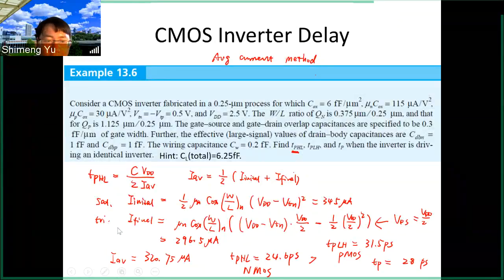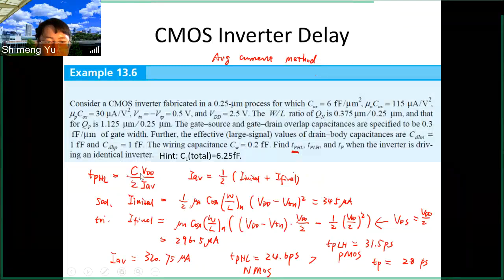And the final current is the triode current. The triode equation is mu n CoX W over Ln, times VDD minus VTN, and then VDS. For the final point, the output voltage is half VDD, so that is your VDS. We have the half VDD here and the minus half VDD squared. If you plug in the numbers, you get 296 microamp. So we take the average of those two, and the average is about 320 microamp.